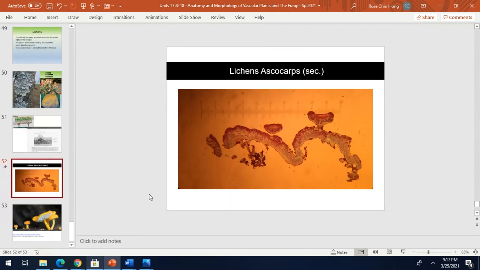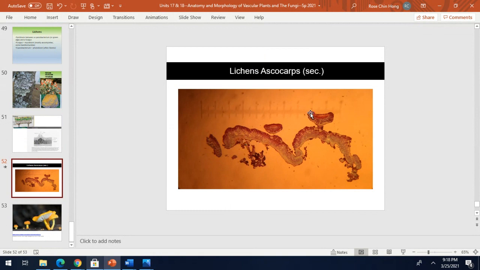All right. So here, this is one of the slides I've taken a picture of. And this is the ascocarp, the lichen ascocarp. So this is symbiosis with an ascomycete. Sorry, I didn't say what kind of fungal group. Ascomycete, this is the fungal group.